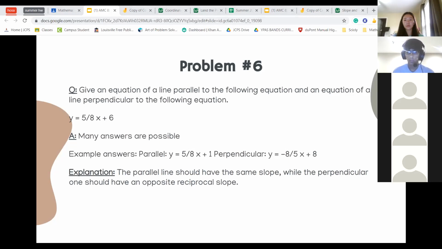And then if the line is perpendicular, the slopes will multiply to -1. So in this case, the slope of the perpendicular line will be -8/5. And then we can have almost anything for the y-intercept. You can have -8/5 x plus 12. So you can have -8/5 x plus anything basically. So yeah, mostly everyone got it right.